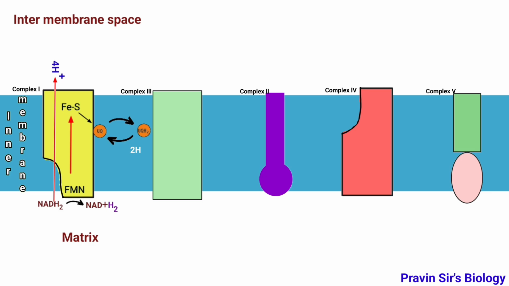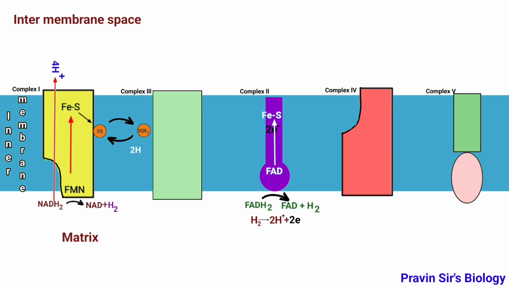Now in complex 2, as we have seen in the citric acid cycle, succinate gets oxidized to fumarate. So here FADH2 gets oxidized to FAD plus hydrogen. These 2 hydrogens split up into 2 protons and 2 electrons, and these 2 electrons are accepted by FAD. From FAD they are transferred to iron sulfur protein.